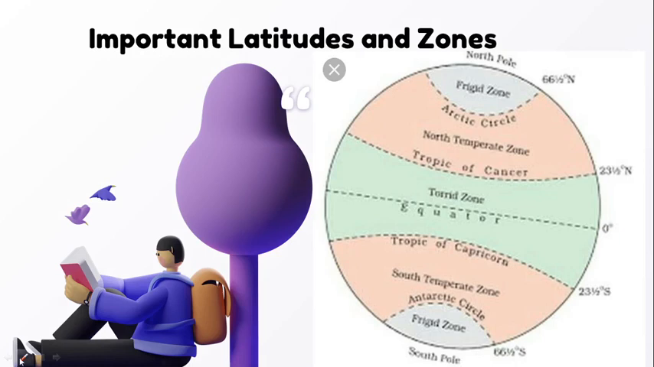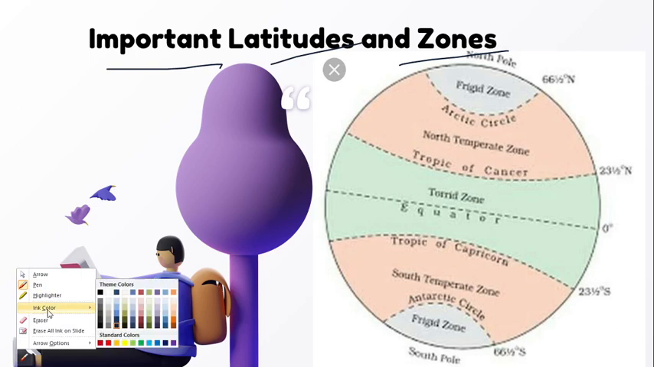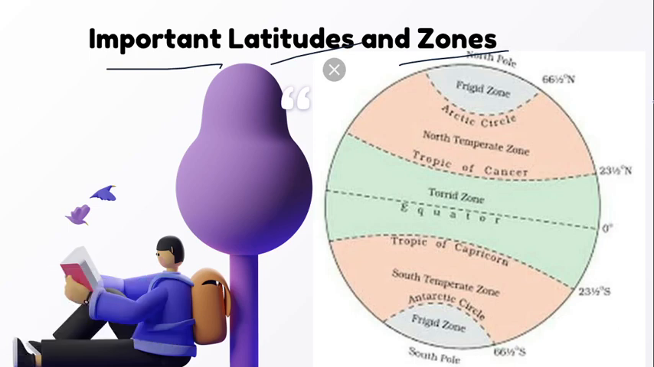So, important latitudes. Here we have important latitudes and some zones. So we have our latitudes, right? We saw many latitudes, but there are some latitudes which are very important to our Earth. First of all we have the frigid zone. Here first we need to learn about poles. How many poles do we have? We have two poles, guys. We have only two poles, the North Pole and the South Pole.